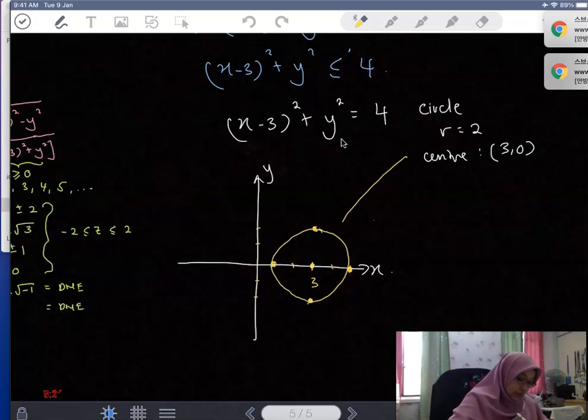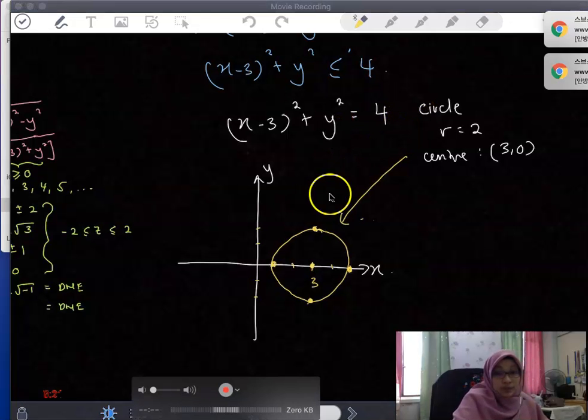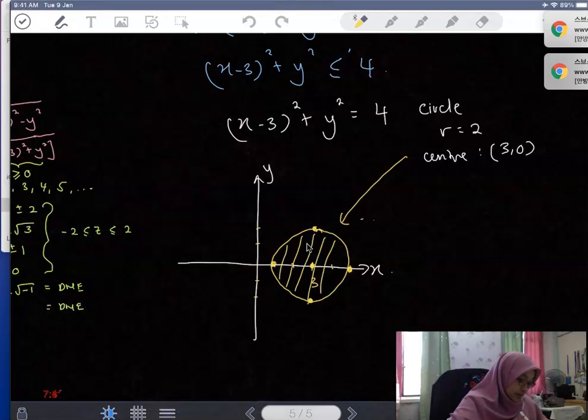Okay, so that is the circle. Now do we need to provide the dashed line or the solid line? We have the equal sign here, less than or equal to, meaning that we should provide the solid line, and smaller than meaning that the shaded area should lie inside the circle. So that is your region.